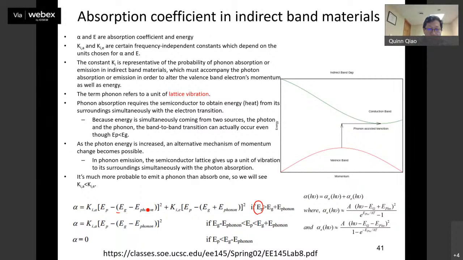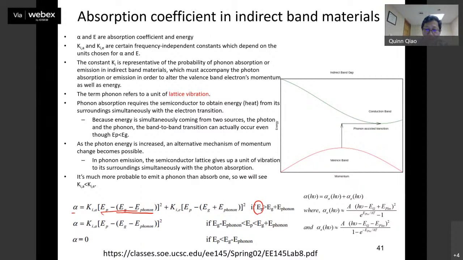This one, actually, is your photon energy, right? And this is the E_p plus that. This actually is the phonon absorption, and then this one is the phonon emission. Okay, because E_p minus that, right? You have too much E_p, you emit that. So that means when your photon energy is large enough, you can have both. That's why the coefficient includes both. You both emit phonons or absorb phonons.